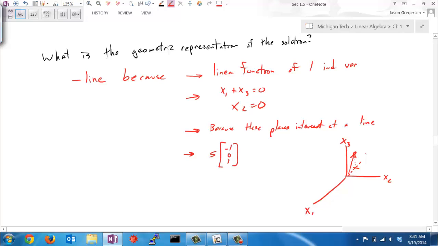What if s is 2? Well, then my solution is this point. What if s is 3? Well, then my solution is this point. What if it's -1? Then it's down here somewhere. Right? So that number times that vector is just a scaling of that vector. So our solutions are that line. Okay, a lot of justification there. Any questions? Any questions about the graphical representation of the solution?